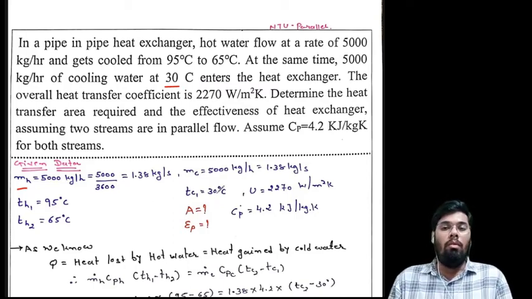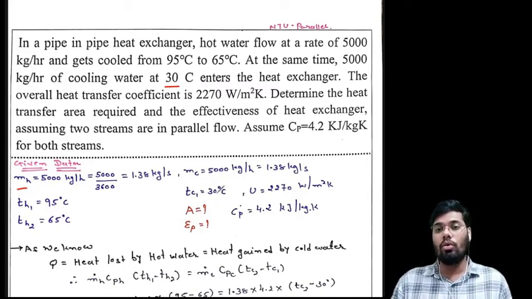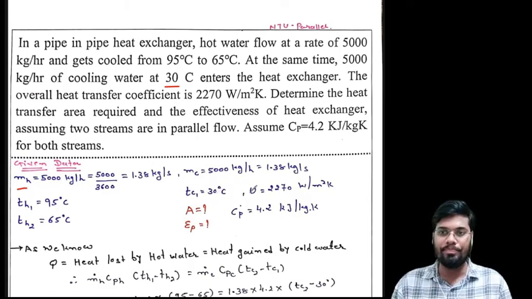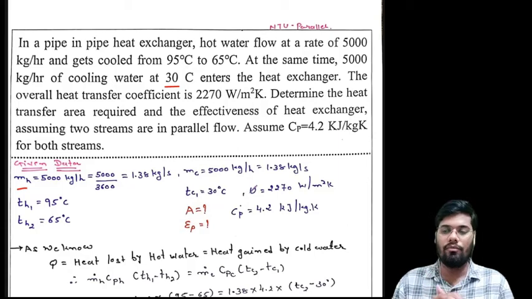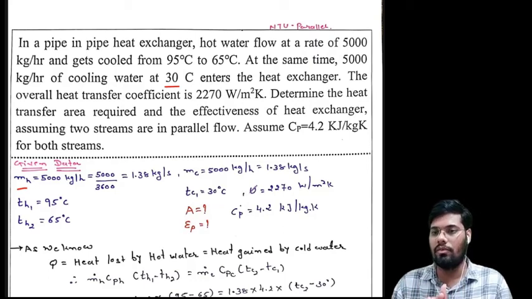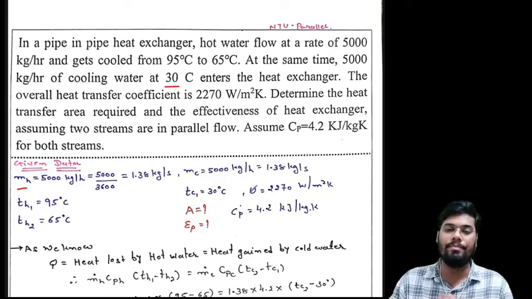The overall heat transfer coefficient, U, is equal to 2270 watt per meter square Kelvin. Determine the heat transfer area required and the effectiveness of the heat exchanger. So we need to find out two things, area and the effectiveness. Assuming the two streams are in a parallel flow heat exchanger, so our configuration is a parallel flow heat exchanger. The specific heat of both streams, because both are water, is given as 4.2 kilojoule per kg Kelvin.